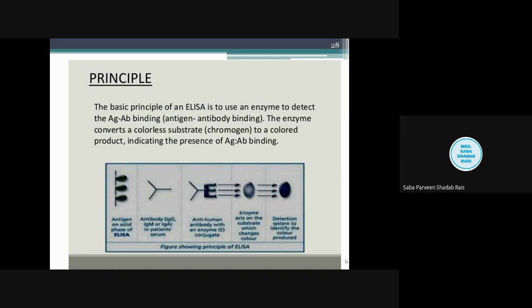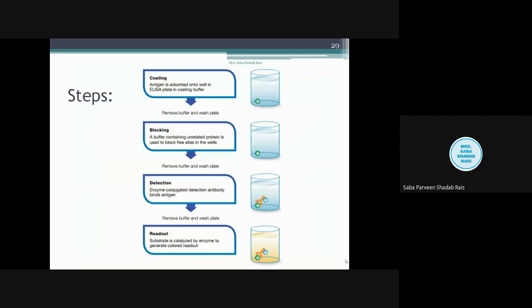Now we'll take a small well out of it. Suppose imagine this is one well out of 96 wells, in which we are performing the ELISA. So the first step is going to be the antigen coating. Now how are we going to coat the antigen?